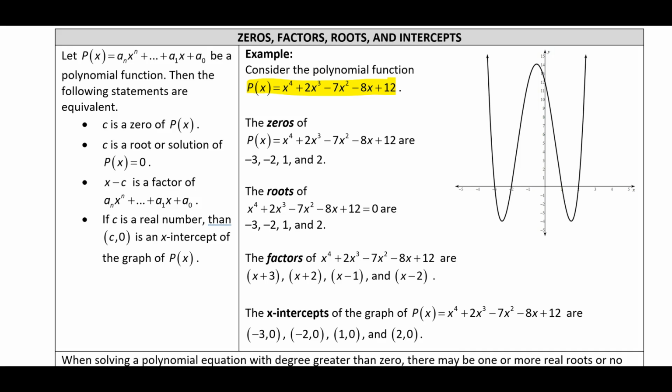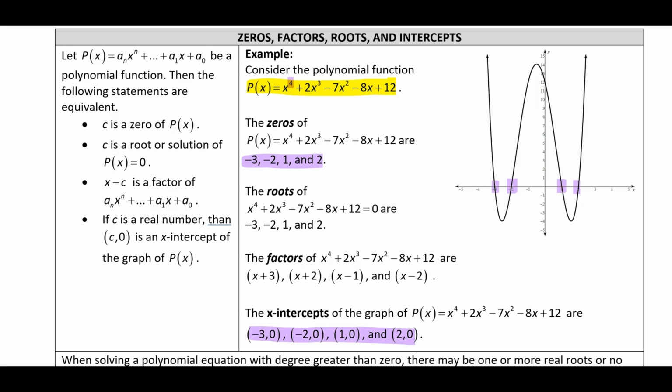You'll notice that this graph crosses the x-axis here, here, here, and here, 4 times. And notice that the highest degree is also 4. So we have 4 zeros here, and notice those zeros occur at -3, -2, 1, and 2, and they correspond to our x-intercepts: (-3, 0), (-2, 0), (1, 0), and (2, 0).